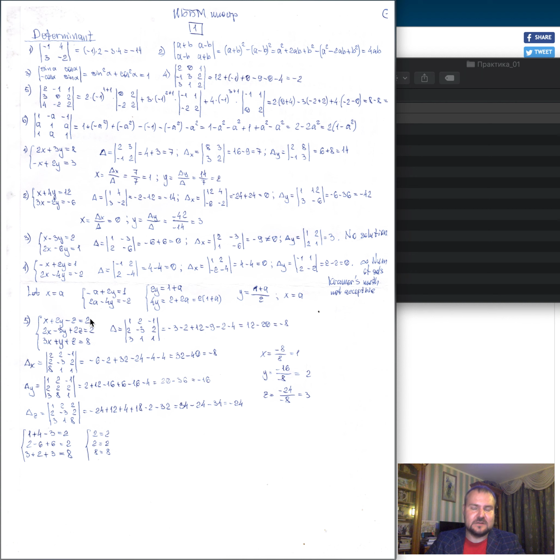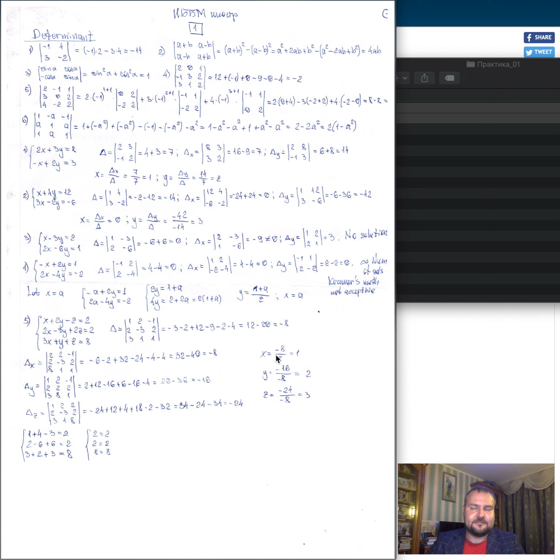Another case is a system of equations 3 by 3, 3 equations and 3 unknown values, x, y, and z. Now again, we need to calculate the main determinant. We need to calculate the determinant of x, of y, and then z. And the same way, we calculate here and find some values.